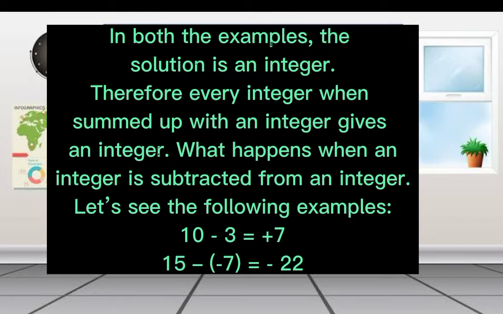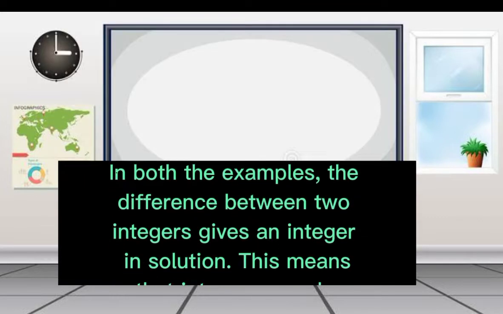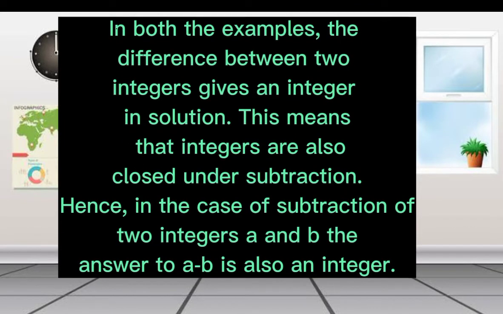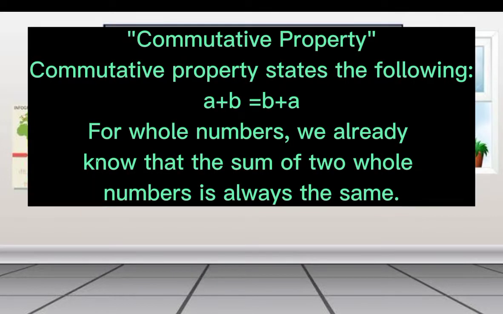So what happens when an integer is subtracted from an integer? Let's see the following examples. 10 minus 3 equals positive 7. 15 minus negative 7 equals 22. In both examples, the difference between two integers gives an integer as the solution. This means that integers are also closed under subtraction. Hence, in the case of subtraction of two integers a and b, the answer to a minus b is also an integer.